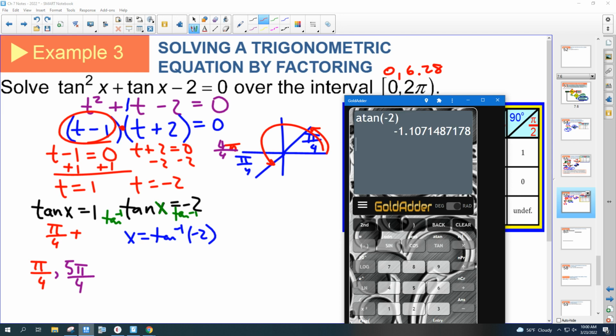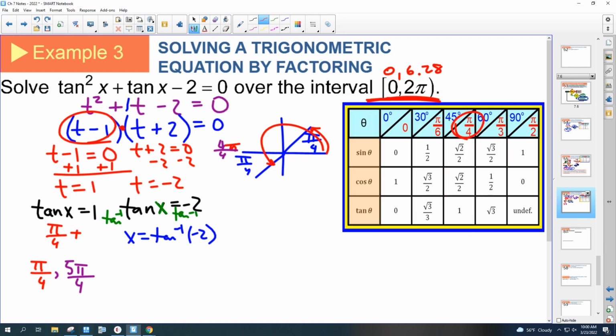Remember, your negative doesn't necessarily mean negative. Your negative is pointing to a location. So maybe we call this a 1.107 where tangent is negative. We know tangent is negative in the second and the fourth. So the numbers are weird and gross and whatever, but it's still the same kind of deal. We know halfway around is pi, so how are we going to find this angle?